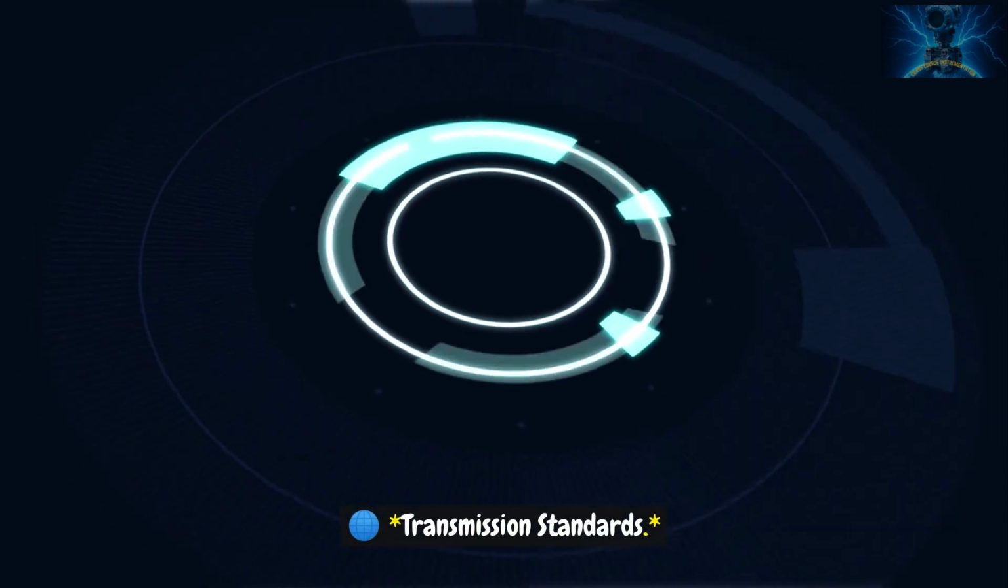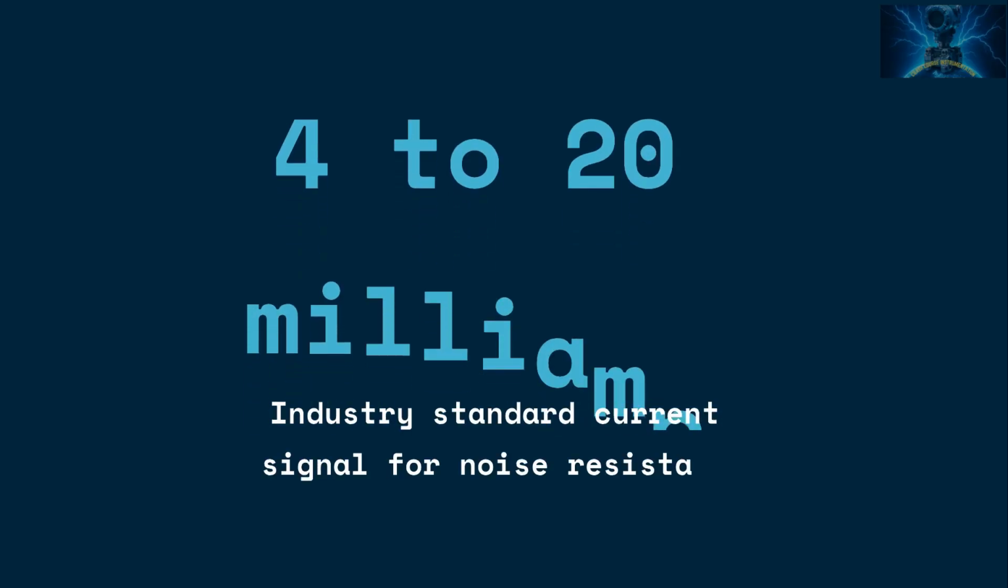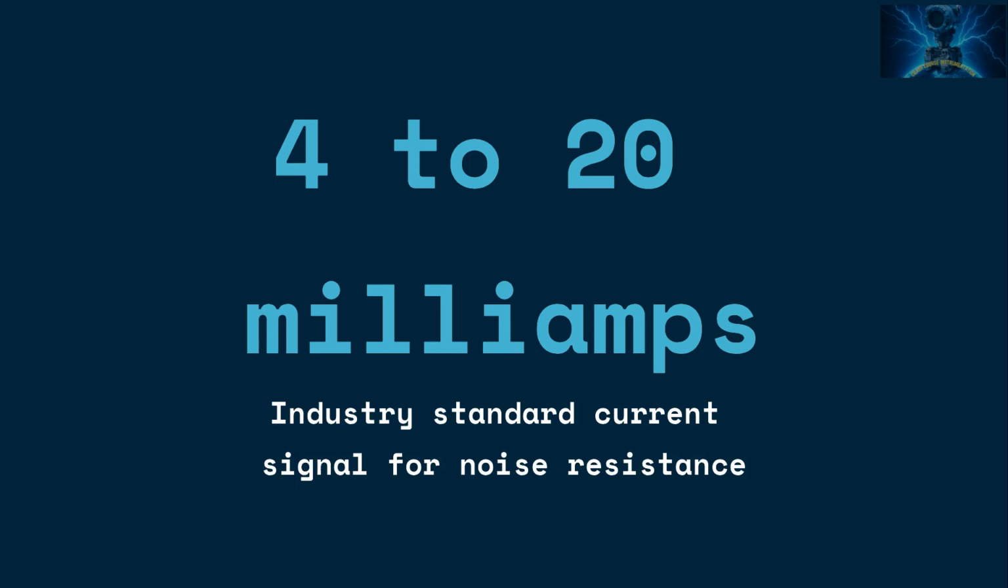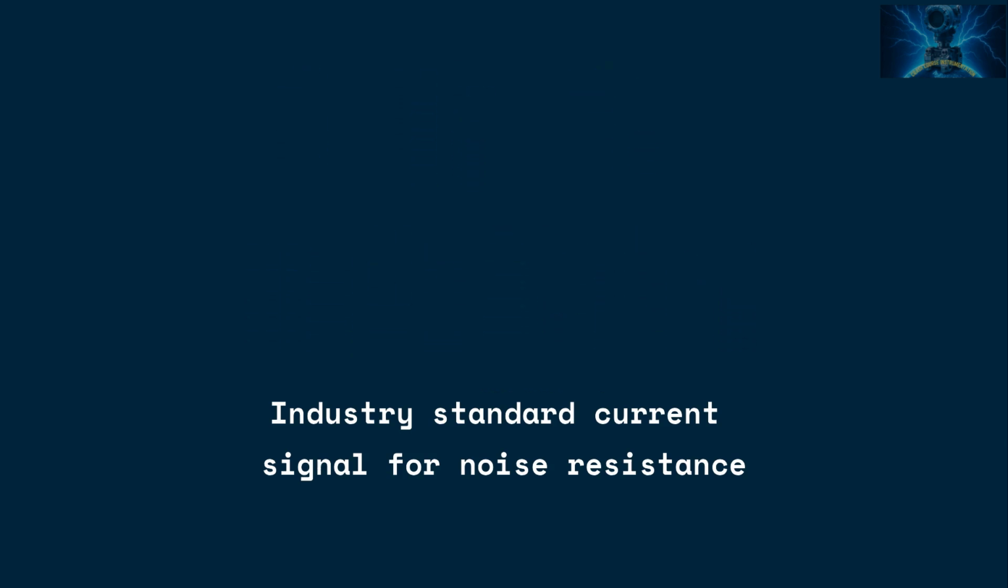Transmission standards. In plants, we often send measurements as 4 to 20 milliamps. A robust current signal that resists noise and allows long cable runs.